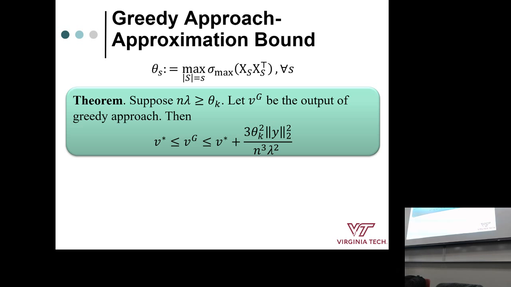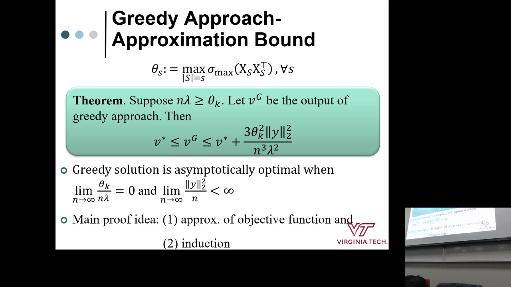This V star is the true optimal value, and this V_g is greedy. We know greedy is a feasible solution to V star, so this inequality always holds. But for this other inequality, you need a little bit more work. We first approximate this objective function using a Taylor series, and then do induction to prove this result. For interpretation: look at this y, this is data, and we can always normalize it. So this term can be a constant when n goes to infinity, because these labels can always be normalized by a factor. So this is a constant.